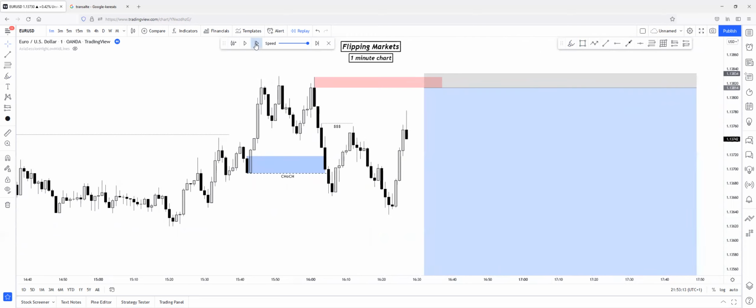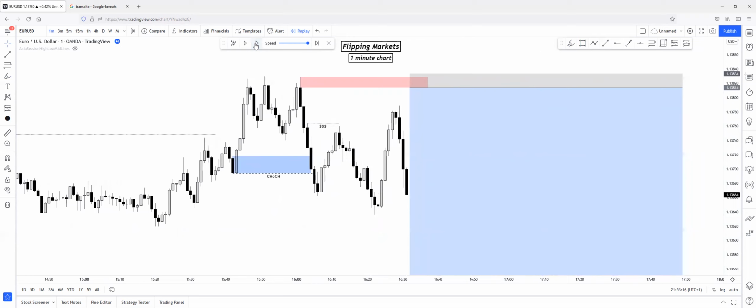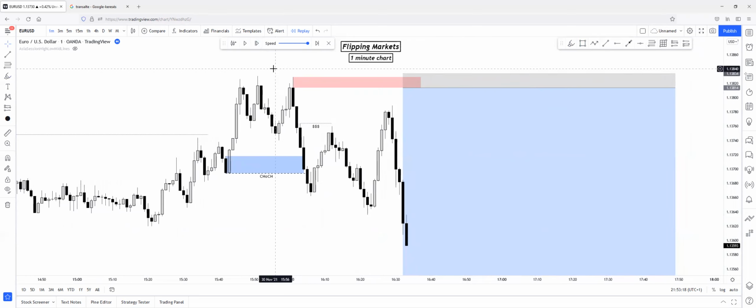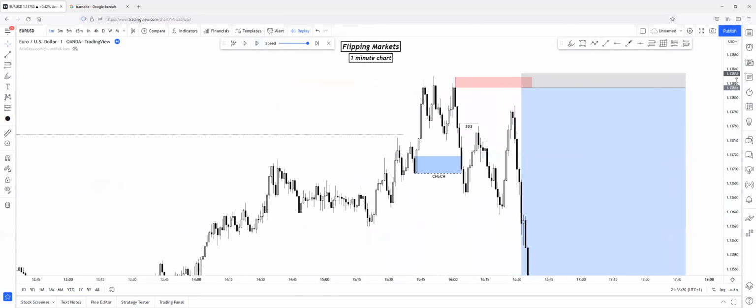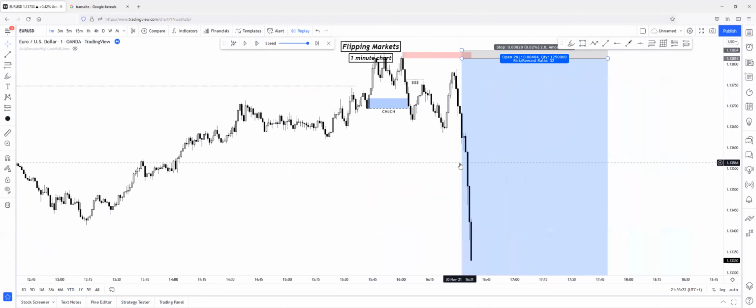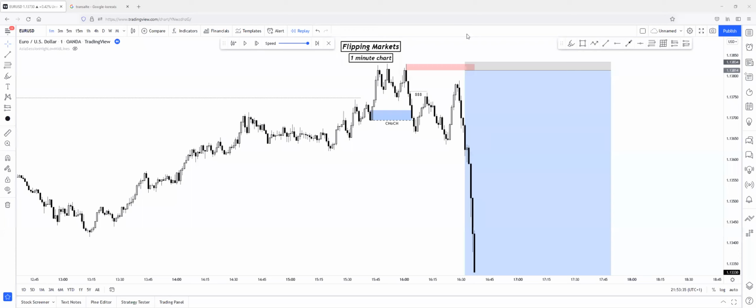Price is coming up to mitigate the zone, almost mitigated the zone, and reversed immediately. Okay, let's play price forward. And price has been left without us. As you can see, price didn't actually tap our entry point and left without us, but that's perfectly fine.